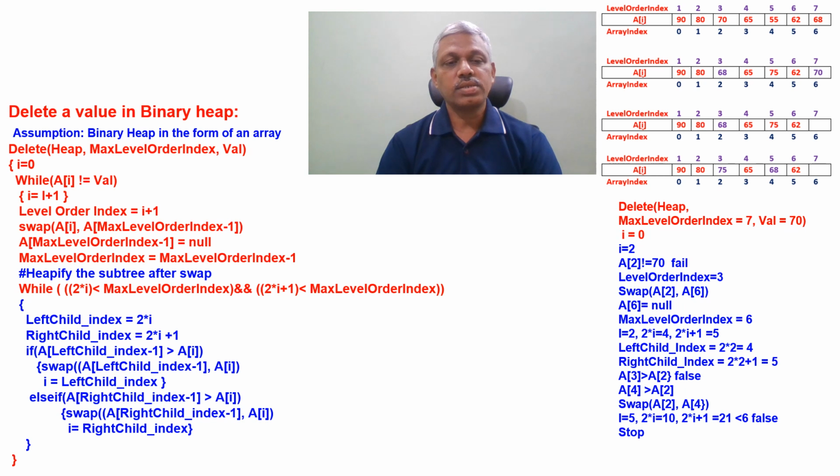Else if a of right child index is greater than a of I, in this case we are talking about a max heap, so the parent node cannot be less than the child node. If that is the case, we swap them again, swap a of right child index minus 1 and a of I, and update I as right child index. So this process is continued until we reach the corresponding location. This is called heapify down. In essence, for deletion, what we are doing is swapping the element with the last element and then heapifying down so that after the swap the element reaches its corresponding location.